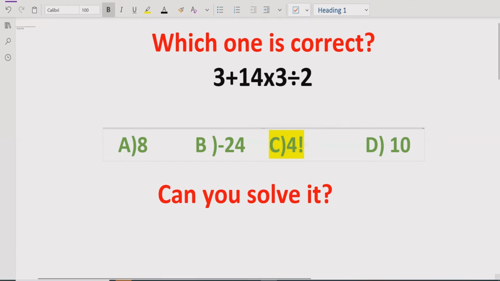So I hope you understand how you can solve this.